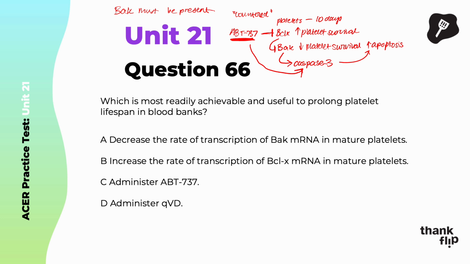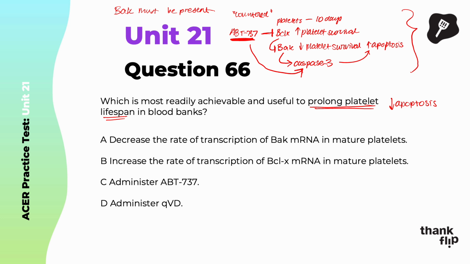So now we have question 66, okay? So this is basically a bit of a summary of all of that information, all of those paragraphs into a little kind of diagram or flowchart. And this can be really handy to just be able to summarize a unit, and then you can use this to answer multiple questions from that unit. So now let's look at question 66. Which of the following is the most readily achievable and useful to prolong platelet lifespan in blood banks? All right, so we want to prolong platelet lifespan. That means that you want to decrease apoptosis. Okay, so let's look at our answer options.